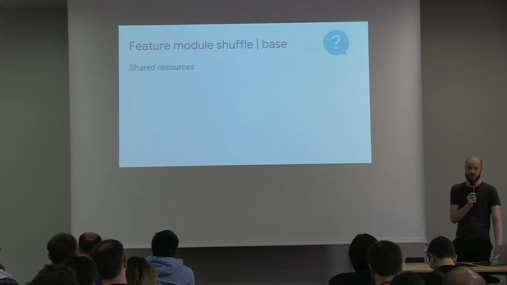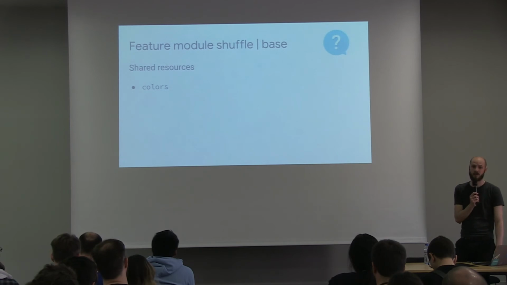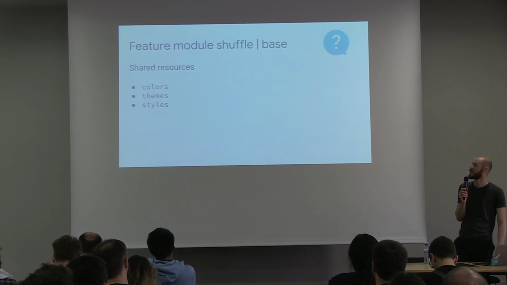Also, shared resources. What does that mean? So that means all the colors that I'm using throughout the application live within the base module. All the themes and all the styles have to be on the base module. Well, you can still have dummy implementation on your feature modules, but the actual implementation of your themes and styles has to be in the base module, because that's where it all comes from.